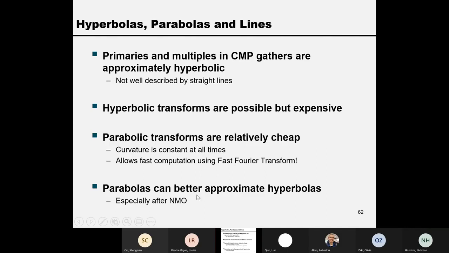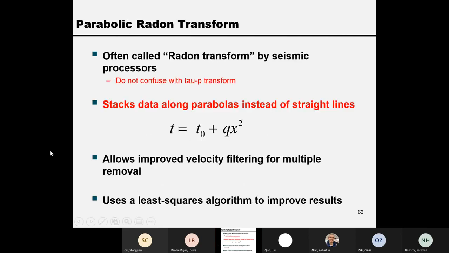After NMO, hyperbolic curves become parabolic curves. That's the key. The parabolic formula is this. You remember, the hyperbolic curve is T squared equal to T naught squared plus X squared divided by V squared. But here, after the NMO, it becomes T equal to T naught plus Q X squared. Q here is not exactly 1 over V squared, because you already did the NMO, right? But this one we simply call the curvature. So in the parabolic transform, Q is simply called the curvature.